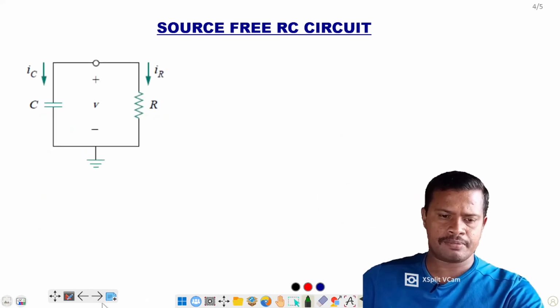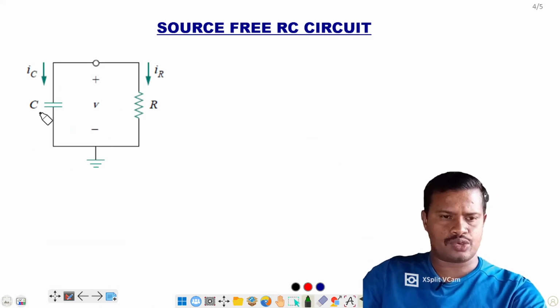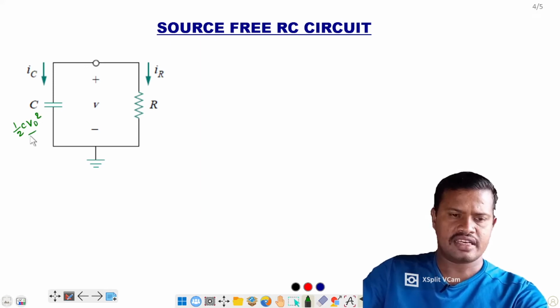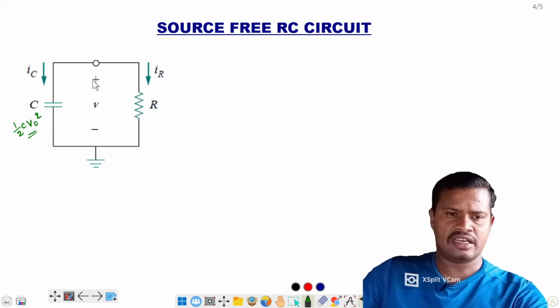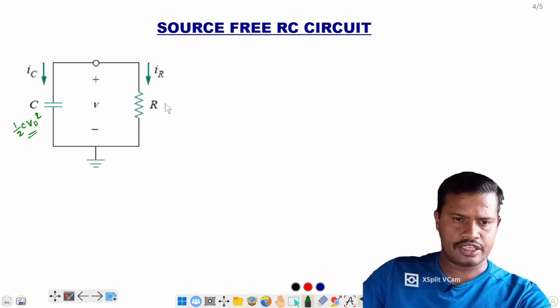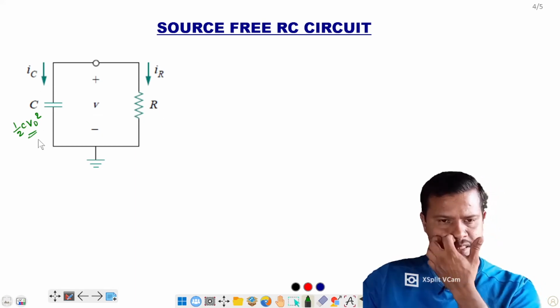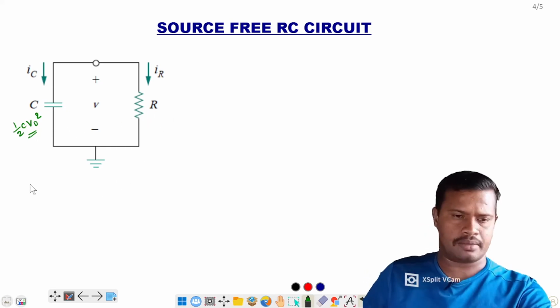Next, we will prove that the energy stored in the capacitor initially, which is half C V naught square, is the amount of energy stored by this capacitor initially, and it will be dissipated by the resistor over a time period. At t equal to infinity, it will completely dissipate the energy stored by the capacitor in the form of heat. That we will prove mathematically.